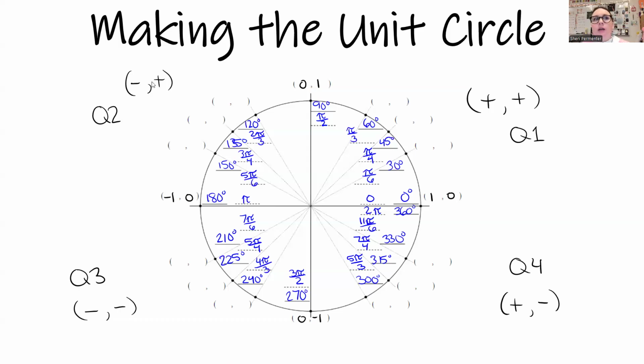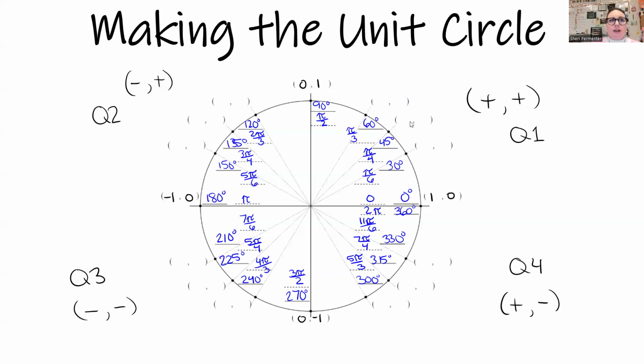In quadrant 2, the X is negative. X goes with cosine, so cosine is negative. But the Y, which goes with sine, is positive, so sine's positive. In the third quadrant, you're going to have both a negative cosine and a negative sine. In the fourth quadrant, you're going to have a positive cosine, but a negative sine. Something to keep in mind.